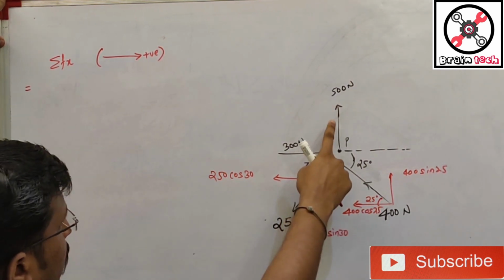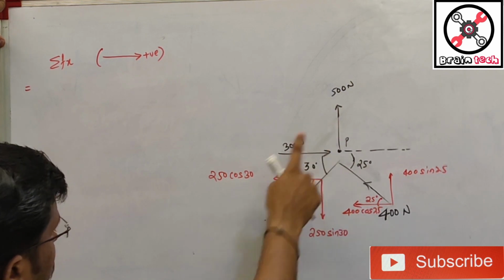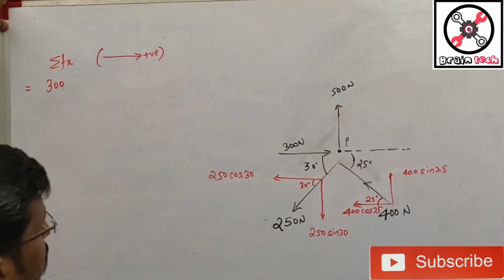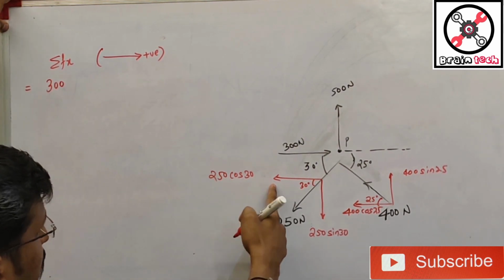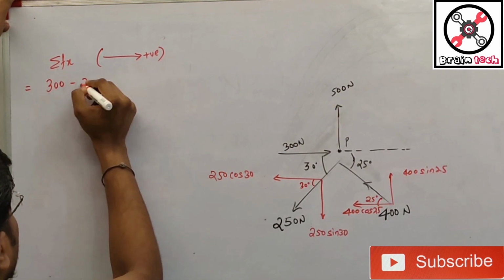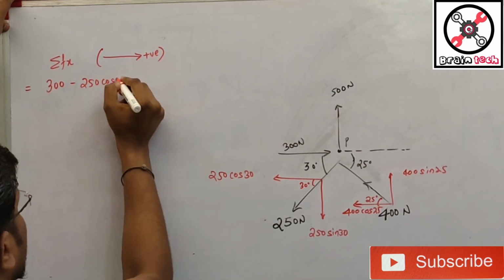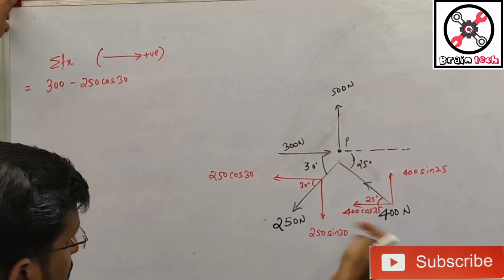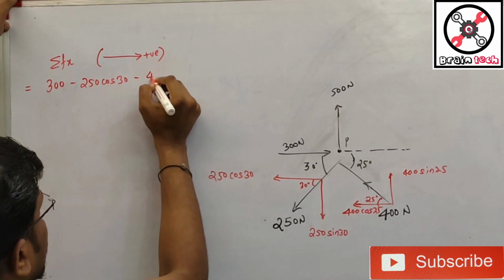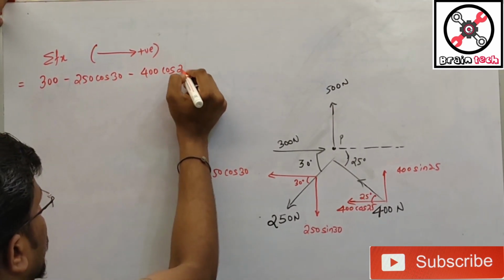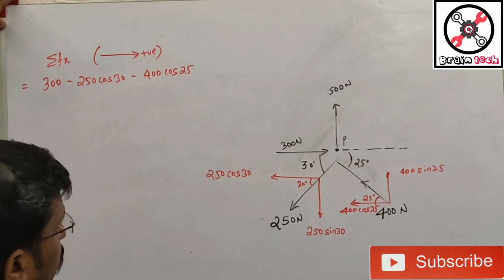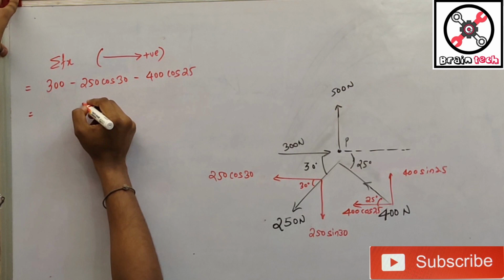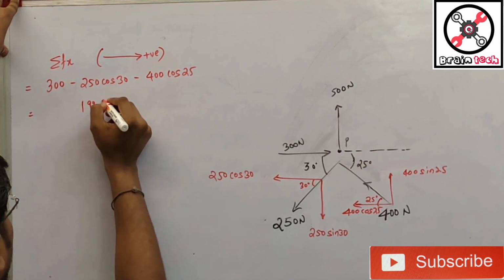There is no hard and fast rule. So let us start. First, this is vertical. It won't come in f of x. This is horizontal, moving towards right, so that will be positive 300. This is also horizontal, moving towards left, so it is negative, which is 250 cos 30. This is vertical, it won't come. This is horizontal and also towards left, that is negative, which is 400 cos 25, and this is vertical and there is no other force, so it won't count. So let us calculate and get the value, as it is coming out to be 199.3.